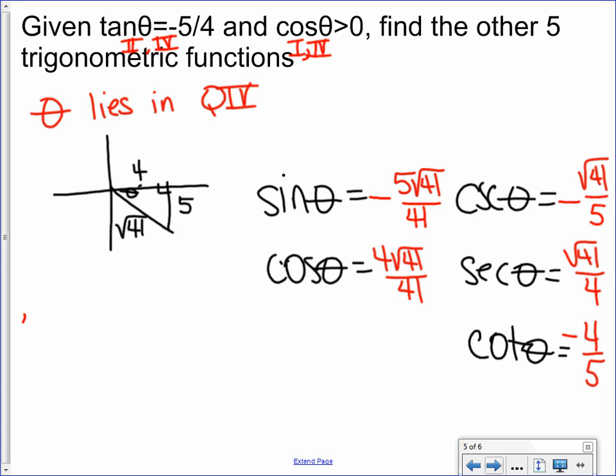Please be careful with your positive and negative sine values. Okay. Some of you are going to get really excited about these problems and find all of your ratios and forget to check whether it should be positive or negative and miss some points. Please don't do that. Okay.